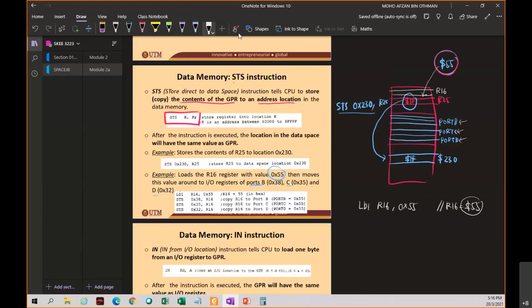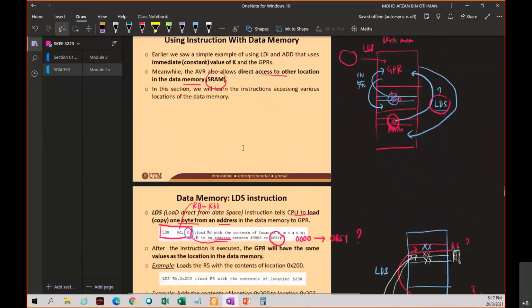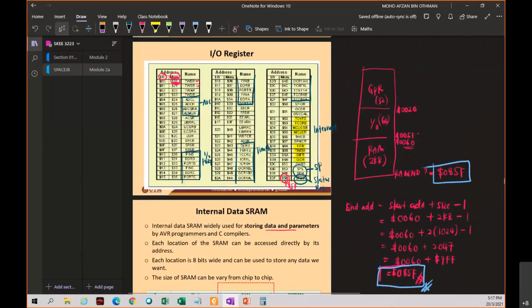Port B, port C, and port D by using STS instruction. But the persoalan is, apakah dia punya memory address? What is the address of this port B, port C dengan port D? Siapa nak bantu? Apakah dia punya address? Okay, by looking at this I/O register yang kita dah belajar tadi. Okay, so this is I/O register. Mana kita punya? Okay, port D. Okay, this is a port D. Okay, saya highlight kan. Okay, so this is your port D.